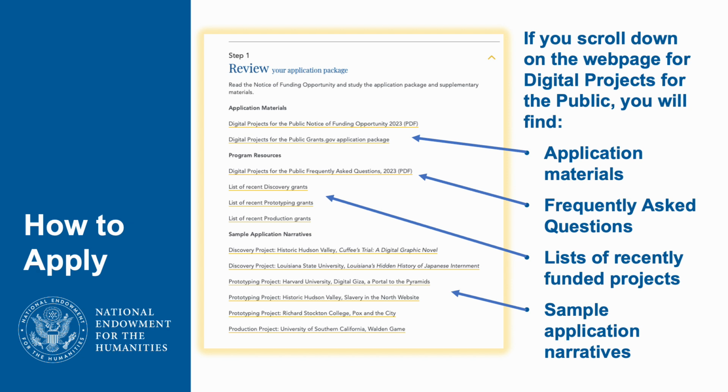Once you're on the program resource page, there is a summary of the grant line at the top, along with the deadline for the current year. But you're going to want to scroll down because that's where all of the resources are, including application materials, frequently asked questions, lists of recently funded projects, and sample application narratives. All of these can help you craft your application.